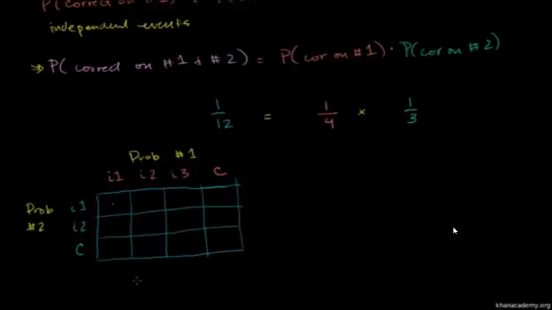And which of these outcomes represent getting both correct? Well, getting both correct is only this one: correct on problem number 1 and correct on problem number 2. So that's one of the possible outcomes. And how many total outcomes are there? There's 1, 2, 3, 4, 5, 6, 7, 8, 9, 10, 11, 12. So 1 out of 12 possible outcomes. Or, since these are independent events, you can multiply. You see that there are 12 outcomes because there are 4 possible outcomes for problem number 1 times the 3 possible outcomes for problem number 2, and that's also where you get 12.